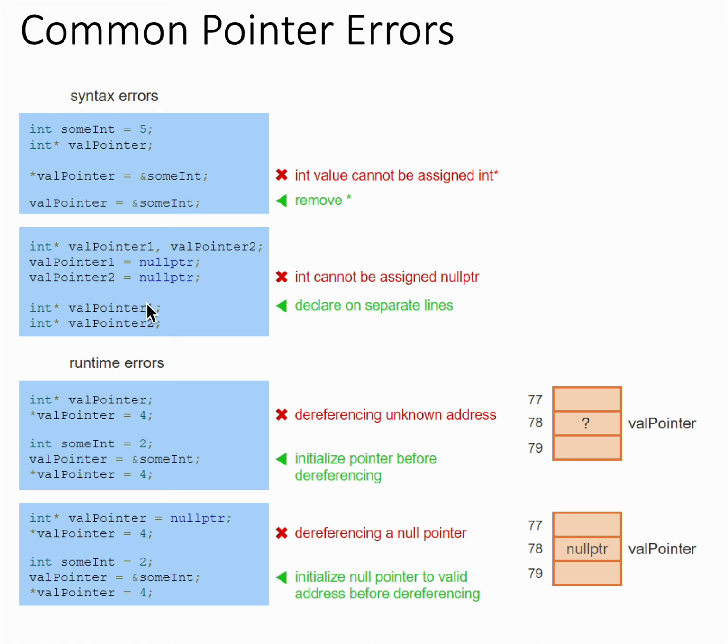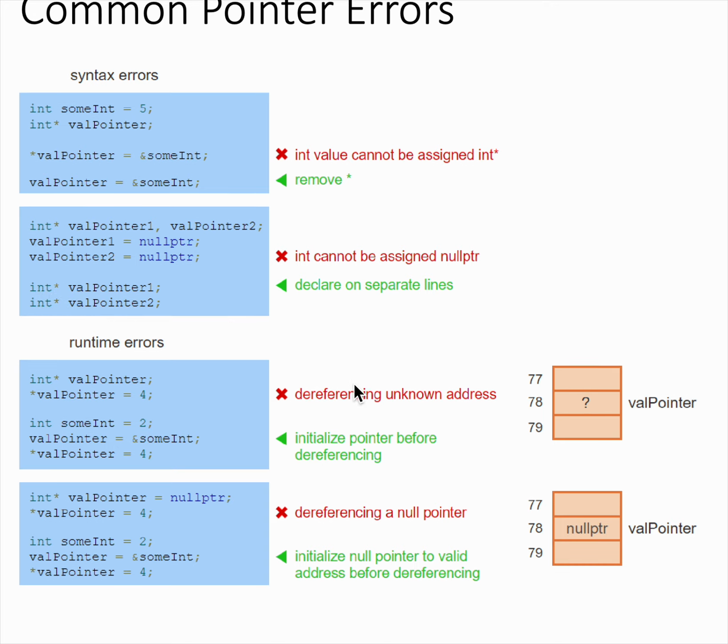Therefore, in order to define it as a no pointer, we simply initialize each of the pointer variables in separate lines and they automatically get declared to be a no pointer. In this case, int val pointer 1 and int val pointer 2.